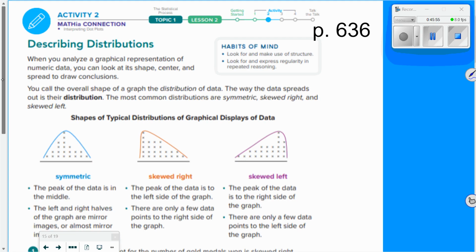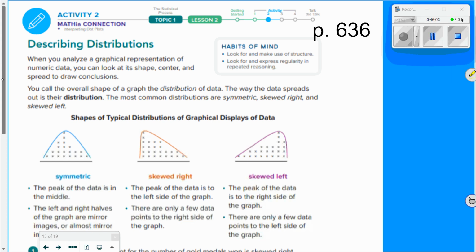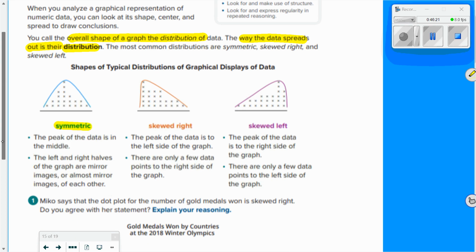Okay, here's another huge piece of it. We're going to talk about distribution. So this is another one of your terms. Distribution. The overall shape of a graph is that distribution. The way the data spreads out is what we call their distribution. There are 3 primary distributions we're going to look at. You have a symmetric distribution. That means the peak of the data is in the middle. The left and right halves are mirror images, or at least relatively close.